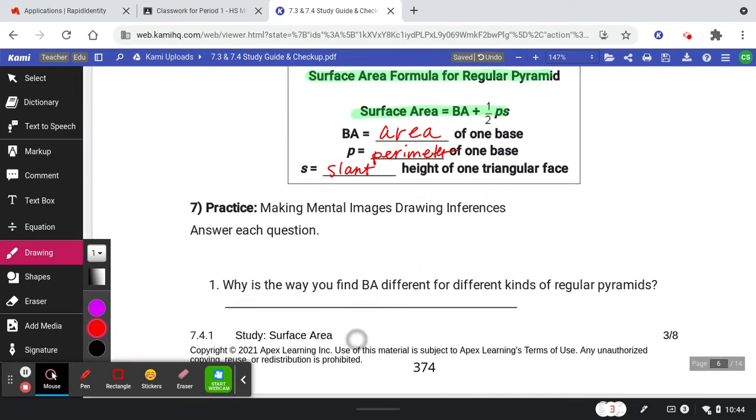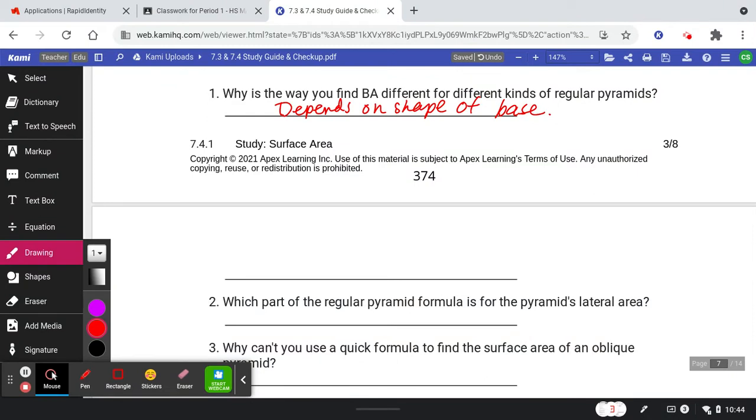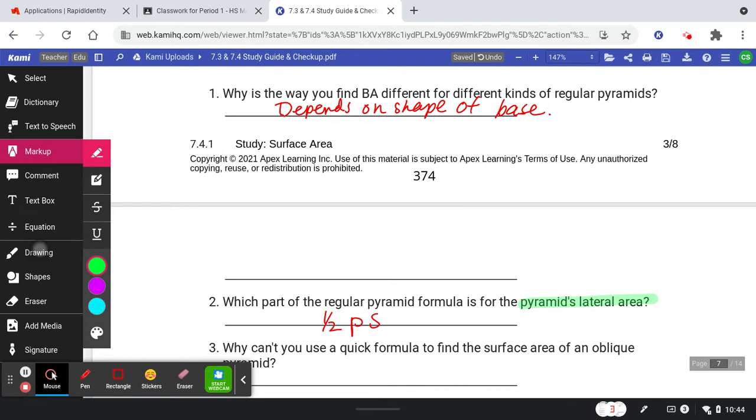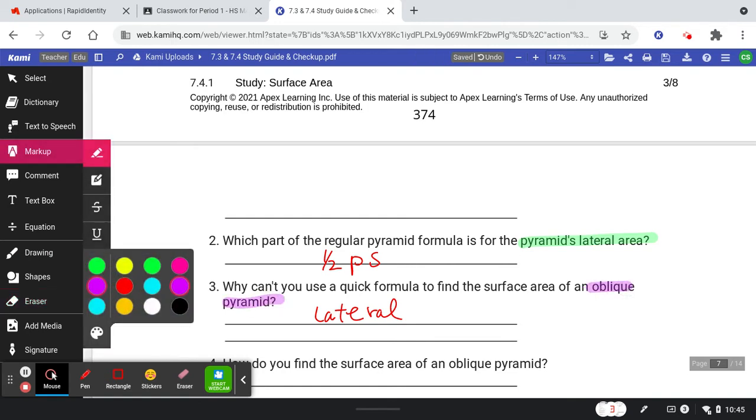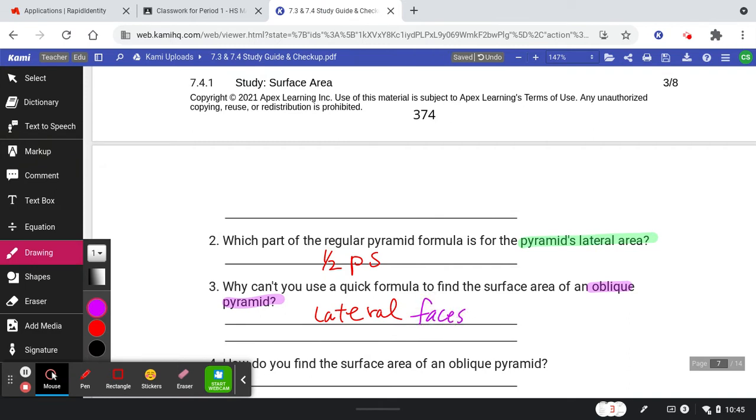Why is the way you find the base area different for different kinds of regular pyramids? That's because it depends on the shape of the base as well. If the base is a triangle, it would be a different formula. If the base is a rectangle, it would be a different formula. Which part of the regular pyramid formula is for the pyramid's lateral area? You'll notice that there's a 1/2 of the perimeter times the slant height. That's the part that is the pyramid's lateral area. Why can't you use a quick formula for this? Because if it's oblique, the lateral faces are not congruent.